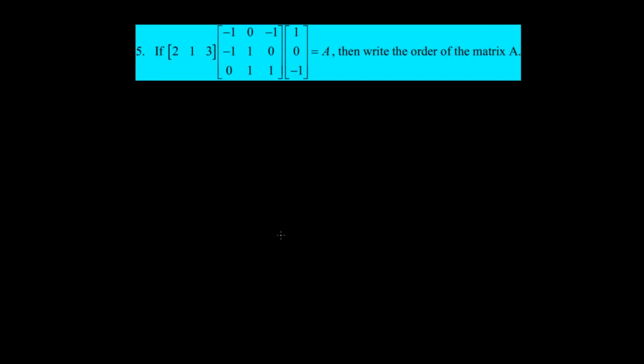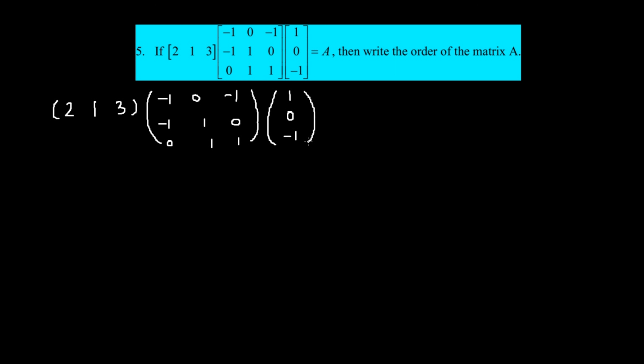So we have 3 matrices, the product of which is equivalent to A. So we have to find out the order of matrix A. So let us begin. We'll write the matrix 2, 1, 3. So this is multiplied to a 3 by 3 matrix, which is negative 1, 0, negative 1 in the first row, negative 1, 1, 0 in the second row, and 0, 1, 1 in the third row. This is multiplied to another column matrix, which is 1, 0, negative 1. And this is our matrix A.